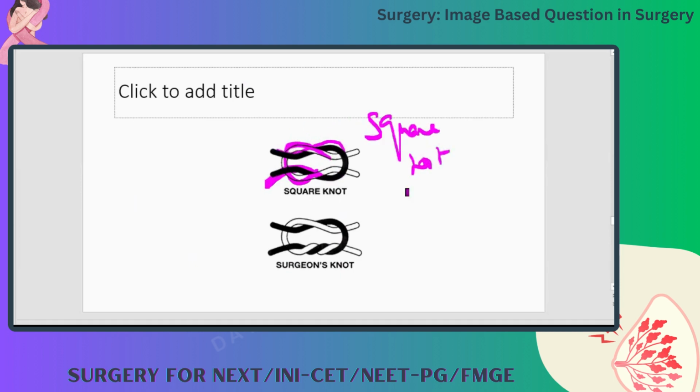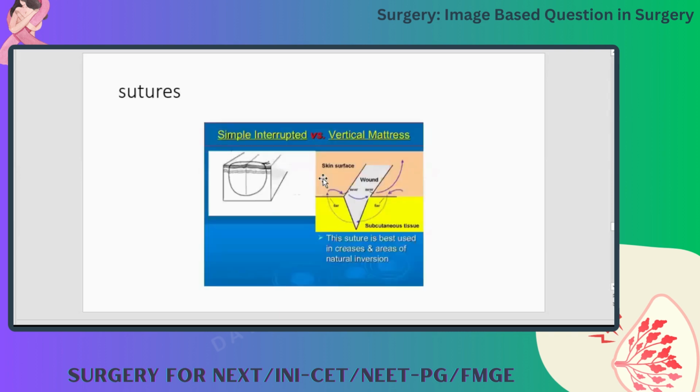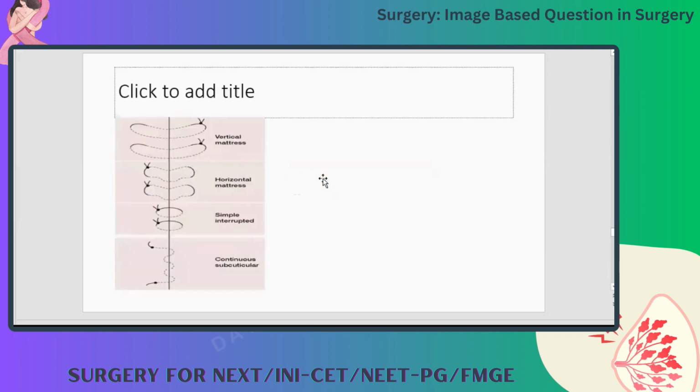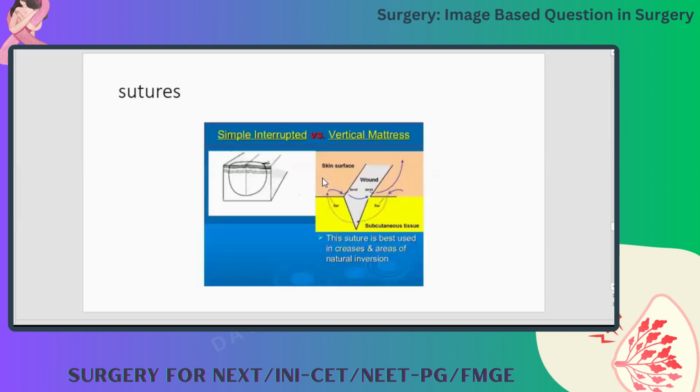Square knot, or the other name for square knot, is reef knot. See, the surgeon's knot is always a square knot only. See here, one, and it has multiple. How many times is okay, but it is always above. 1, 2. That is a surgeon's knot. Okay. Clear with this? Yes, sir. Now we'll discuss something about the sutures.